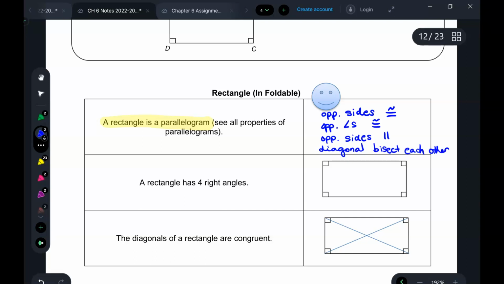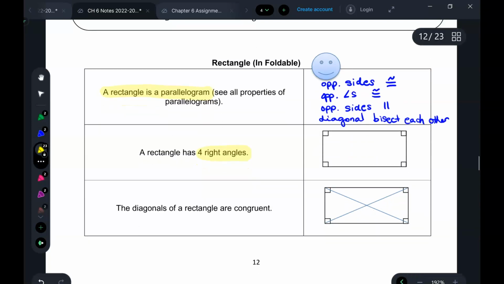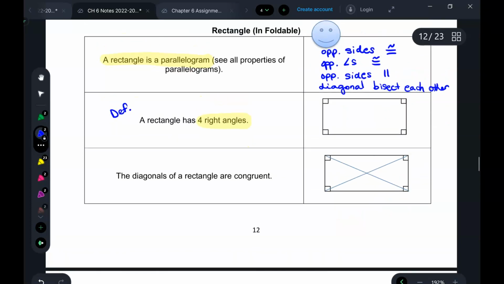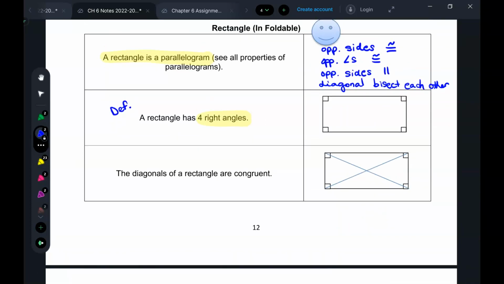I also didn't put in the other one, but it's self-explanatory, right? Consecutive angles are supplementary. So all the rules that apply to parallelograms also apply to rectangles. The additional piece is that we have 4 right angles. Again, this is the definition. And then we have one additional theorem, and that is the diagonals are actually congruent.